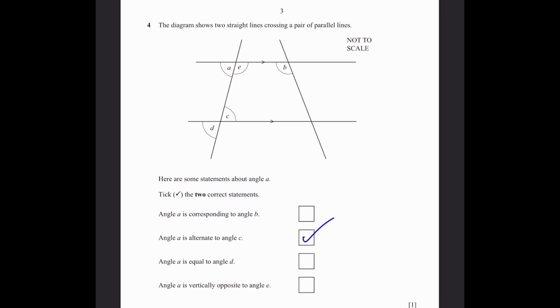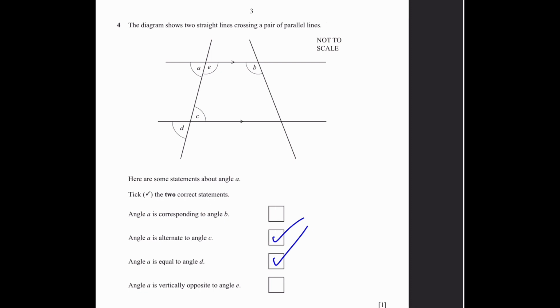Angle A is equal to angle D. Yes, that's correct because they are corresponding angles. Angle A is vertically opposite to angle E. Well, that's wrong because it's on the same line. And that's why we've taken two correct statements. That's the answer. Question 5.